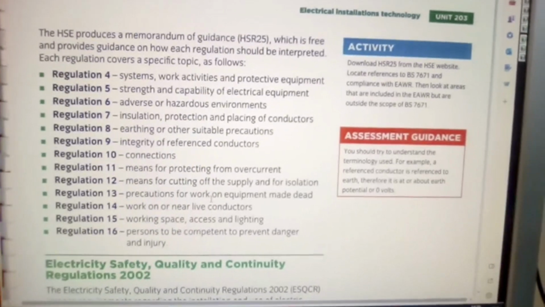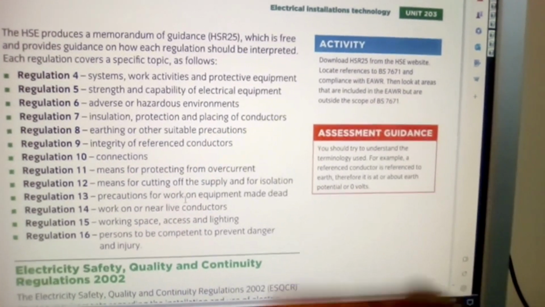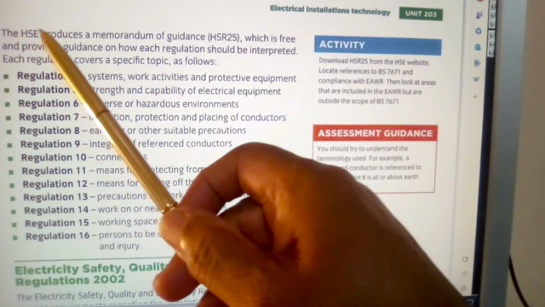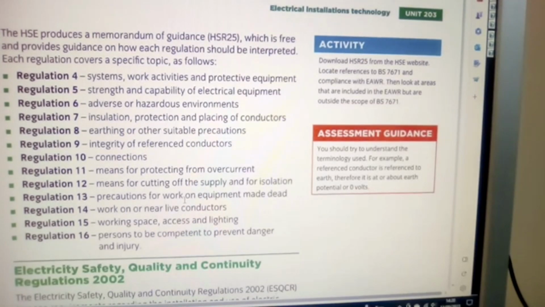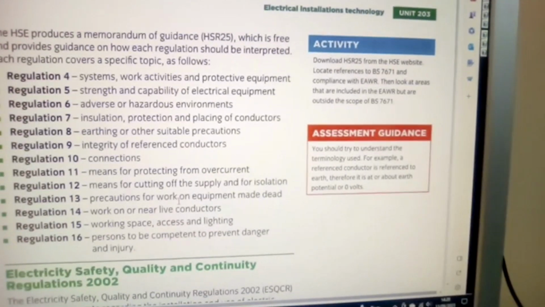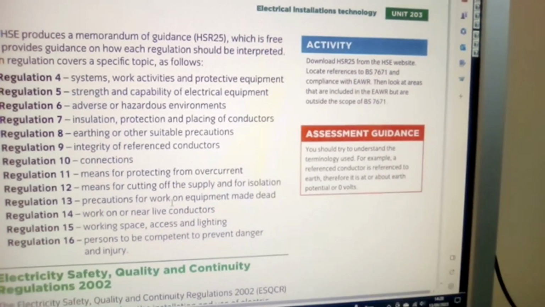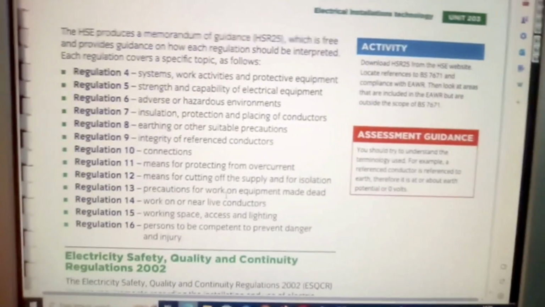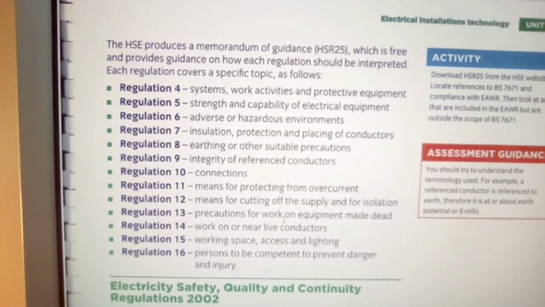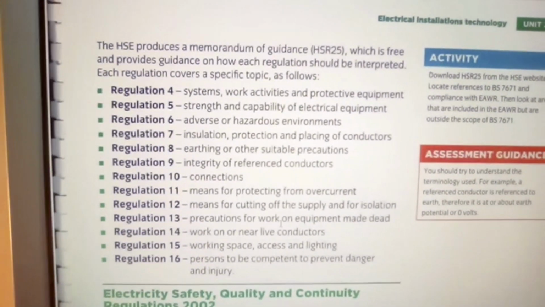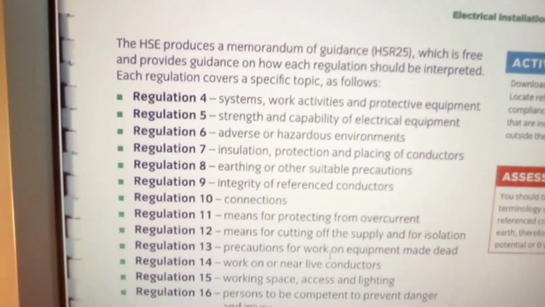And here we have the HSE, the Health and Safety Executive, which produces a memorandum of guidance, okay? And this is the memorandum of guidance. Basically, you're looking here at regulations 4 to 16, and these are paramount in regards to the electrician's work. Okay, let's make sure you can see that.